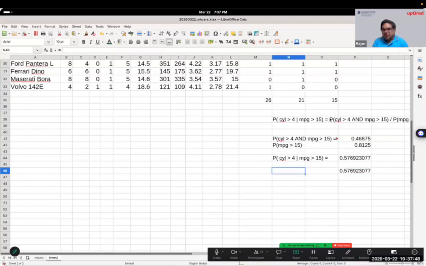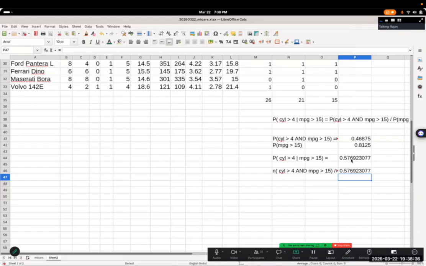I derived this using the formula. The second one is n of cylinders greater than 4 and MPG greater than 15, divided by n of MPG greater than 15. That is this 15 by 26. If you look at the formula, 15 is in the numerator, blue color, and 26 in the denominator, red color. So what you say is true. That's what I have done, just as a demonstration. This is a very silly demonstration of conditional probability.